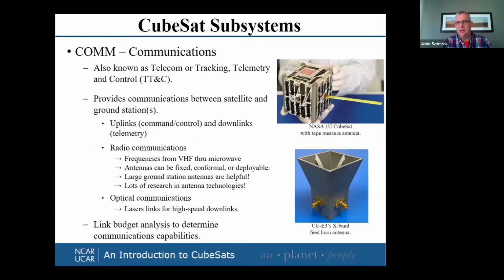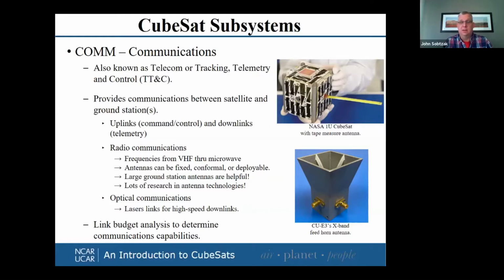There are two pieces. The terminology uplink is the command and control, where you're sending commands up to the satellite. And then the downlink is known as telemetry. That's where you're getting the status of the CubeSat. What's the system? What's the temperature? What's the battery voltage? And then any instrument payload data will come down through the telemetry link as well.